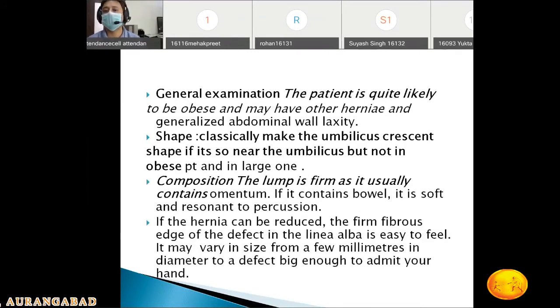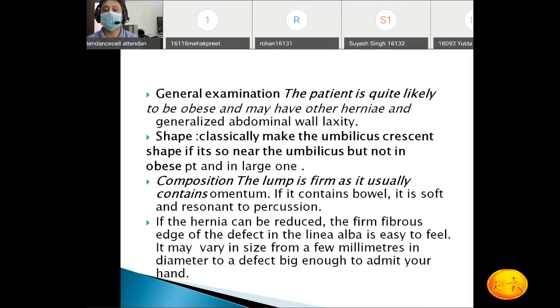On general examination, the patient is quite likely to be obese and may have other hernias and generalized abdominal wall laxity. The shape classically makes the umbilicus crescent shaped if it's so near the umbilicus, but not in obese patients and in large ones. The composition of the lump is firm as it usually contains omentum. If it contains bowel, it is soft and resonant to percussion.